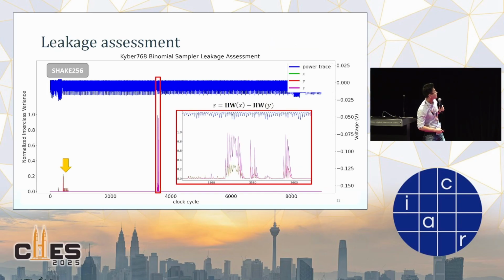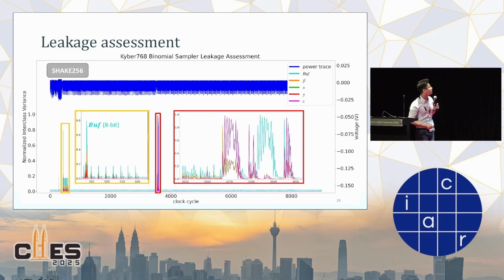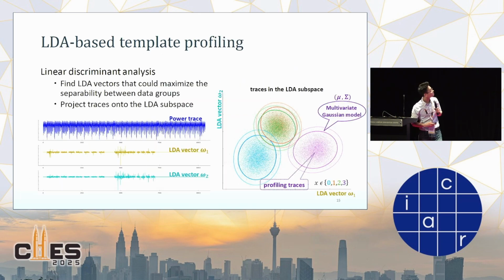However, this leakage assessment is not in vain, as we find a really interesting leakage here, located way before the sampling procedure, at the end of the SHAKE operation. Upon further investigation, we find that this leakage is actually related to the byte-wise storage of the SHAKE output. We named this byte-wise variable buff. It is an 8-bit variable, and it's going to be useful in our attack.